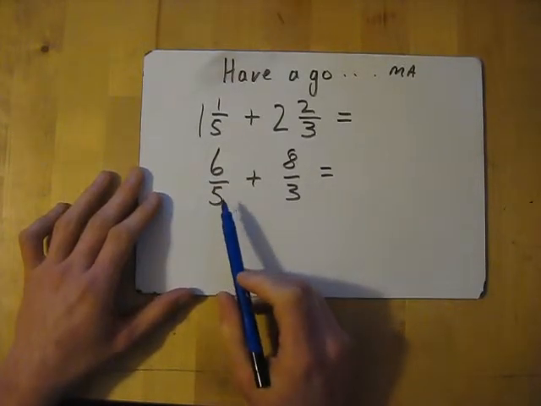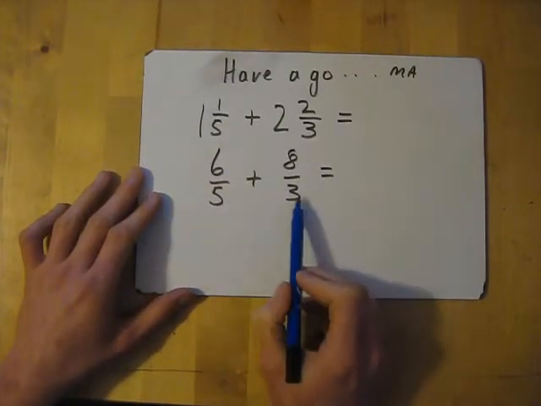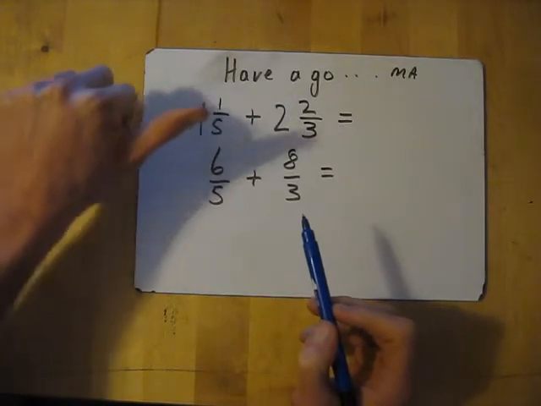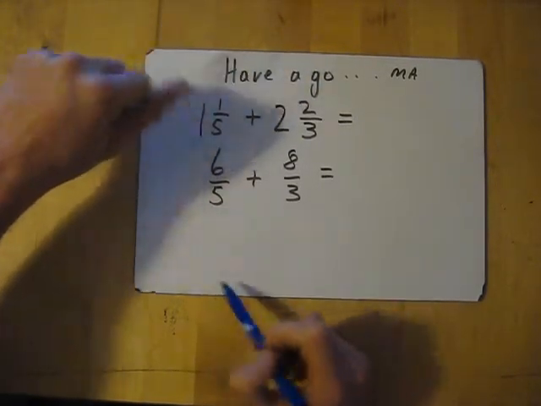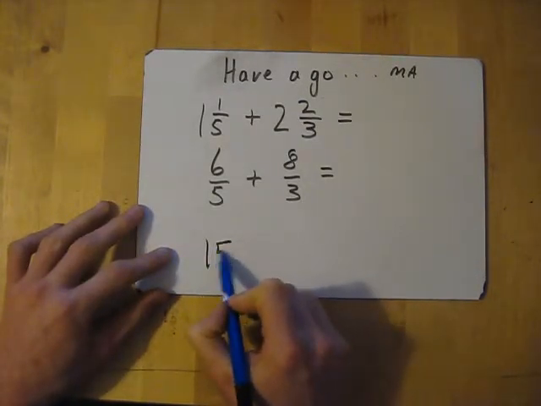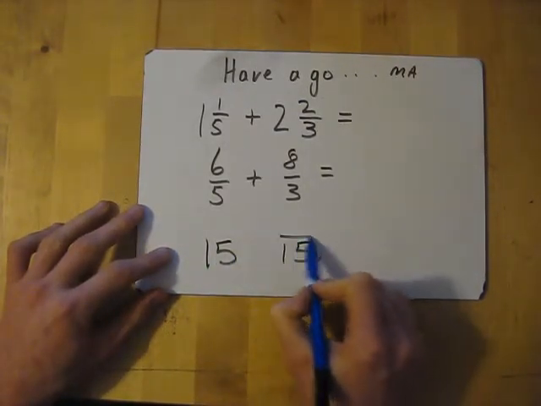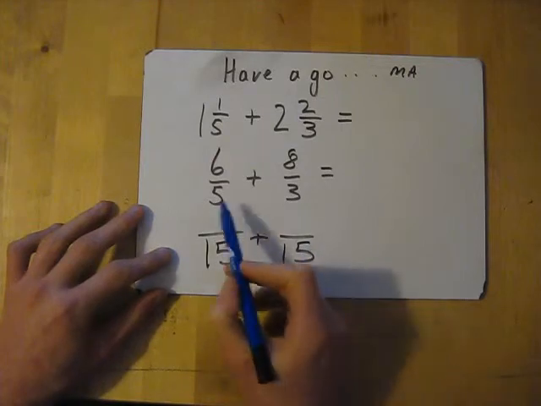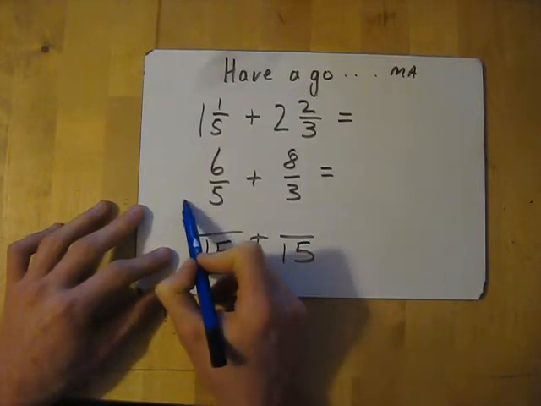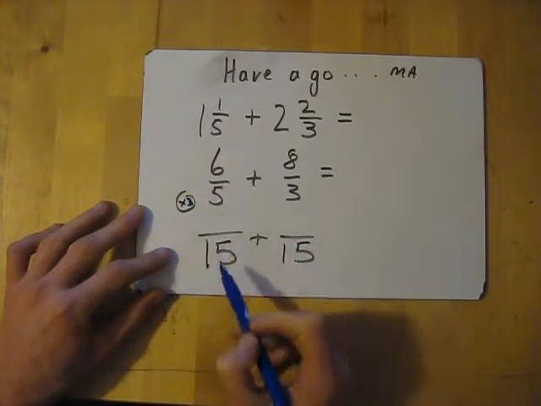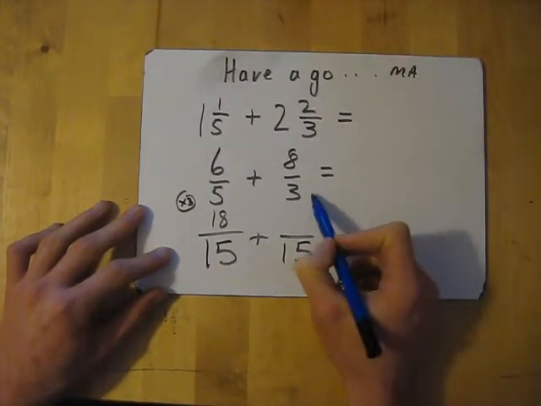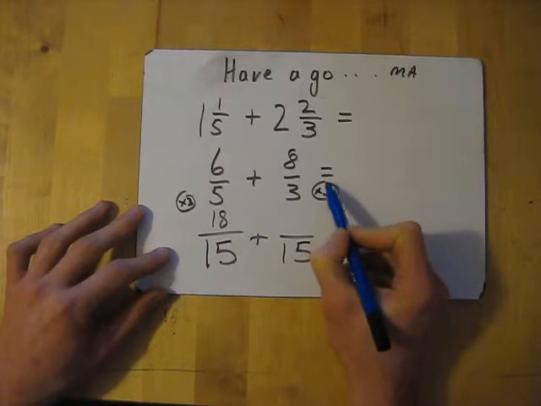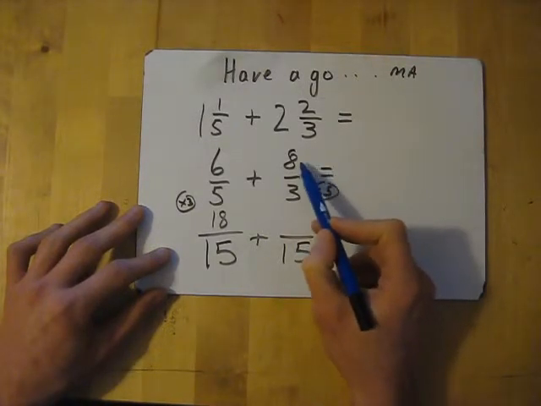Then find the common multiple between 5 and 3. So 5 doesn't work. 10 doesn't work. 15. 3 times 5. 15 works. So I'm going to convert them both into 15ths. So what have I done to 5 to get to 15? Times by 3. So I have to times the top by 3 as well. What have I done to 3 to get 15? Times by 5. So I have to times the top by 5 as well.